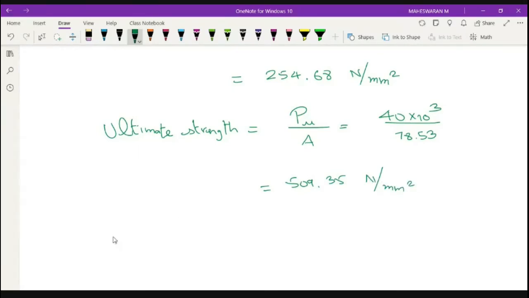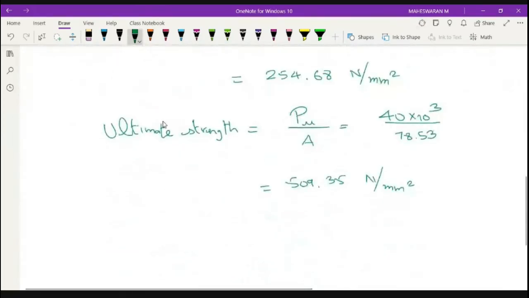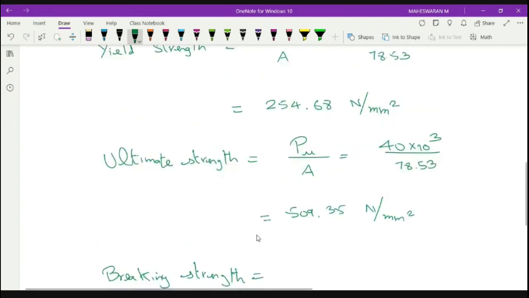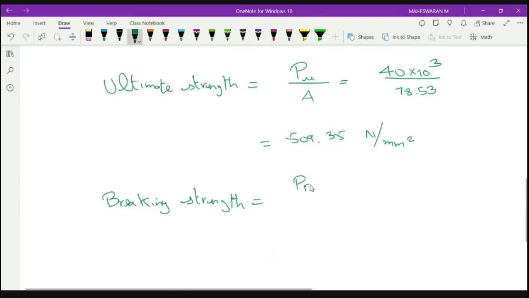Next, fracture load. I think the name is breaking strength, so they call it breaking strength. Breaking strength is again breaking load divided by cross section area. What is my breaking load? 25 into 10 power 3, right? So PF divided by A, which is 25 into 10 power 3 divided by 78.53. What is my breaking strength? You are getting 318.34 Newton per mm square.